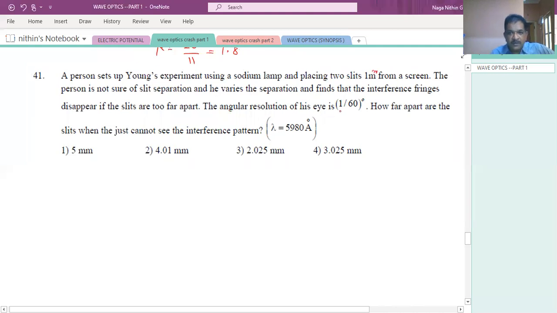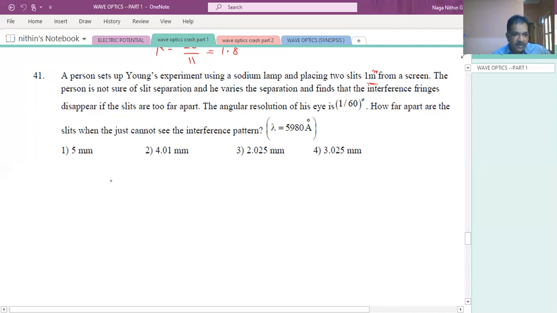1 millimeter from the screen. Slits distance is not 1 meter. The person is not sure of the slit separation, and he varies the separation and finds that interference fringes disappear if the slits are too far apart. Angular resolution of the eye is 1 by 60 degrees. How far are the slits when he just cannot see the interference pattern?